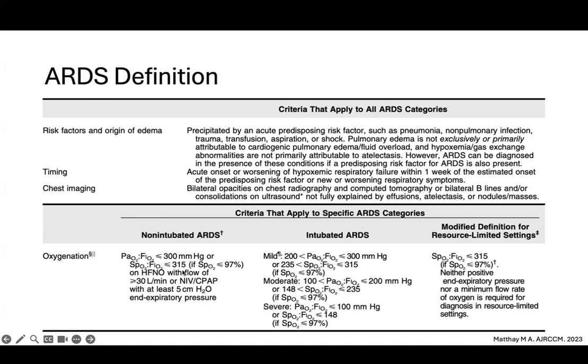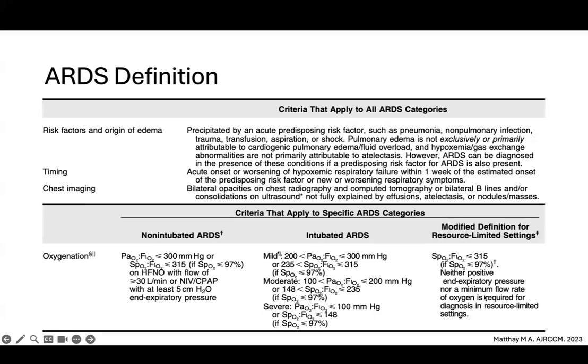So it has been noted that in many patients, the PF ratio, or the oxygenation, rapidly improves once they're intubated and you have a more controlled kind of ventilation. So it is important to remember non-intubated ARDS, and even more important to remember modified definitions in resource limited settings, where they say you don't need PEEP at all, and you just need a minimum flow of oxygen. You don't even need an oxygen flow rate to define it. So what they have done is, they've introduced more uncertainty into the definition.